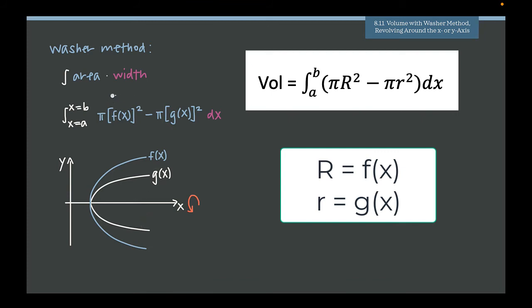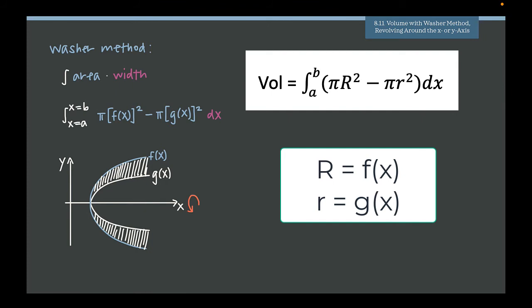We would just have this first half here, pi times f of x quantity squared, because f of x is the radius, and then we would have the dx. So this second part here, where we subtract out pi times g of x quantity squared, this is just subtracting out this center part, because this volume of revolution is really going to be given by this here. This is the volume. This is our solid figure here. And it just has this big hole in the middle. This middle part here is hollowed out.